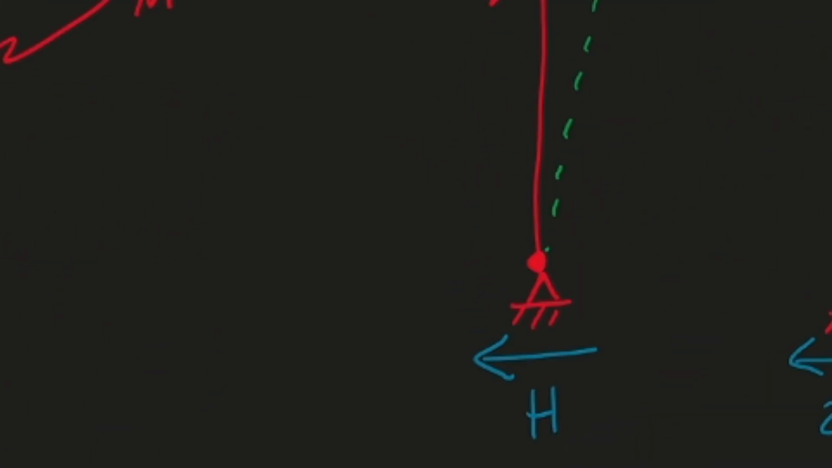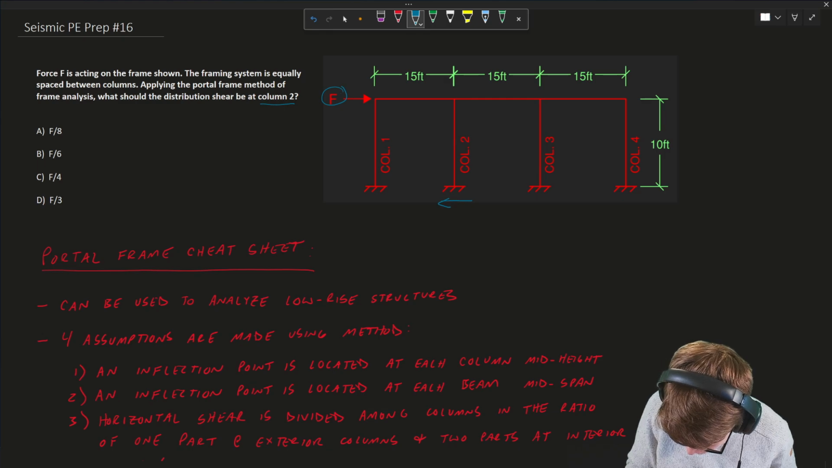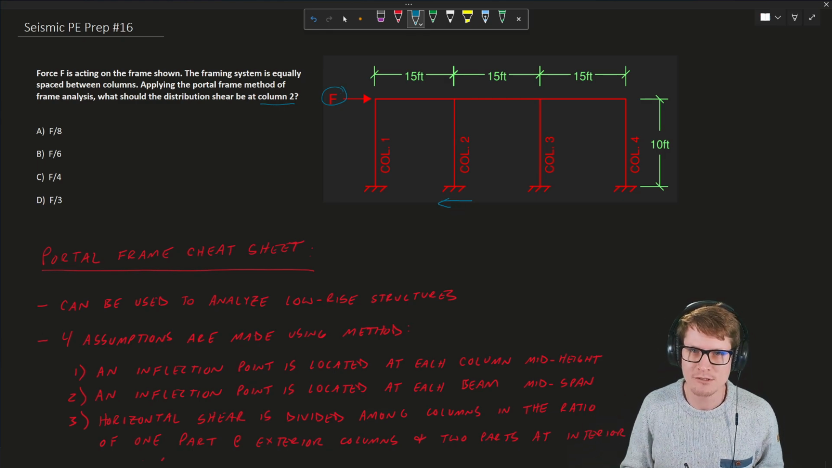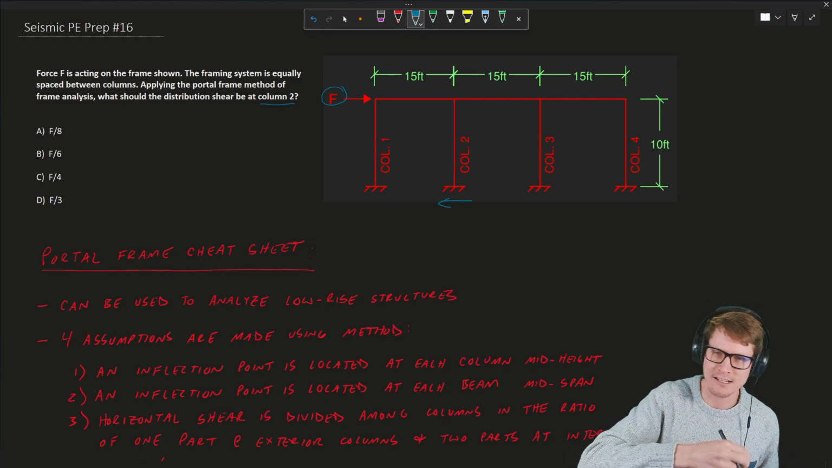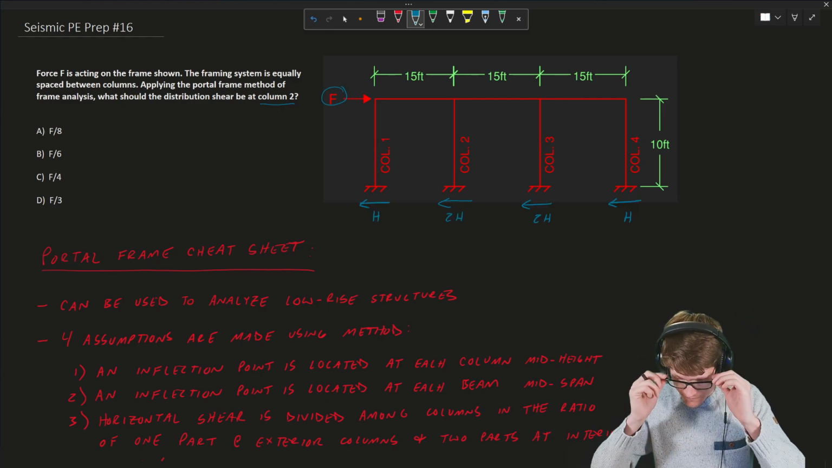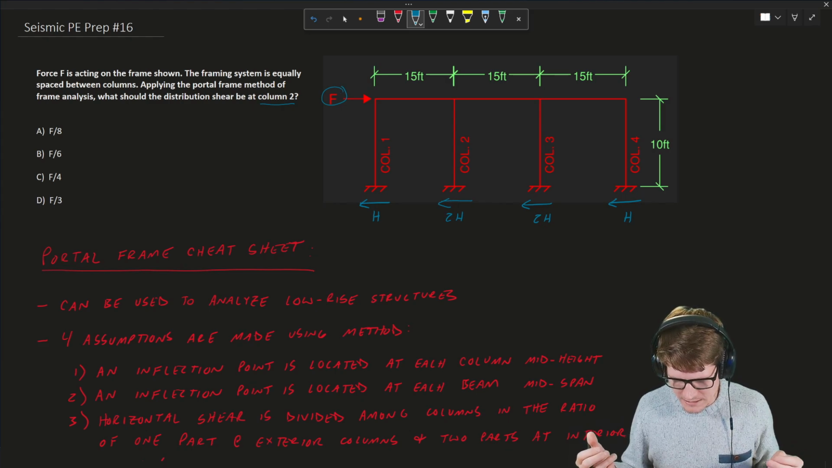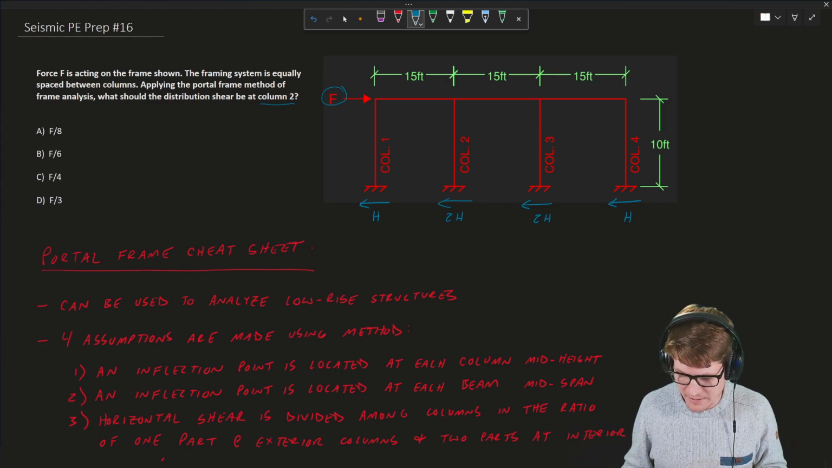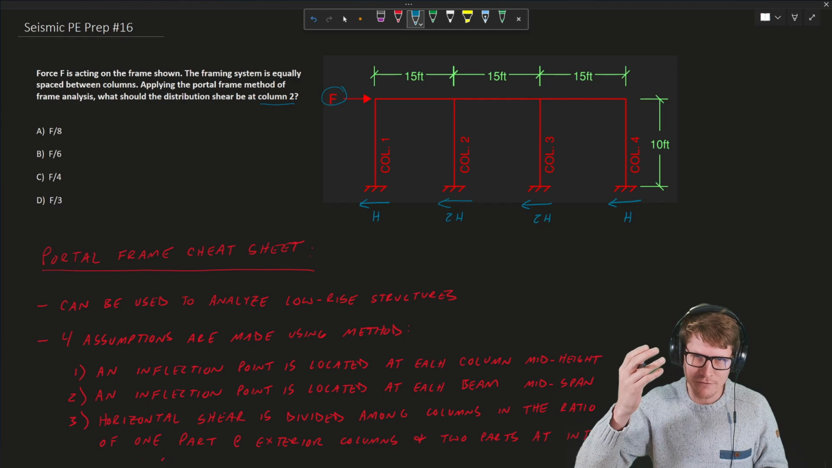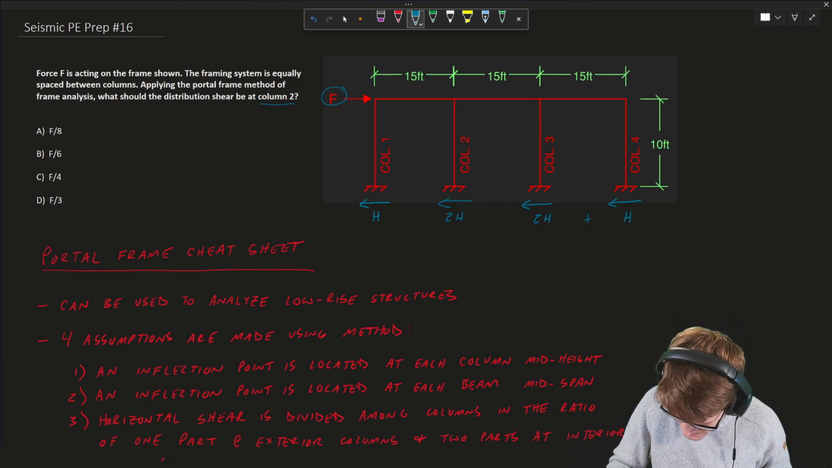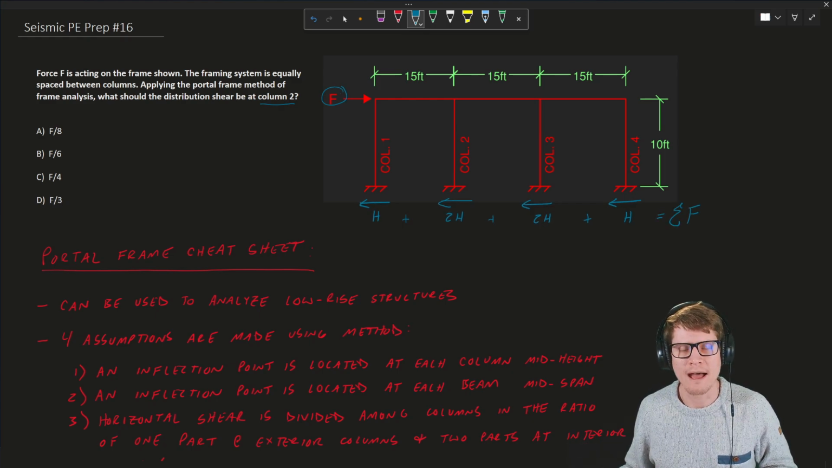Let's solve this thing. So column 2 shear, we know is an interior column. So it gets 2 times the shear as the exterior column. There are a couple of ways you can just internally process this. Instead of H, you can take it in terms of F, because at the end of the day, all 4 of these need to add together to equal F. That way you balance your horizontal statics.